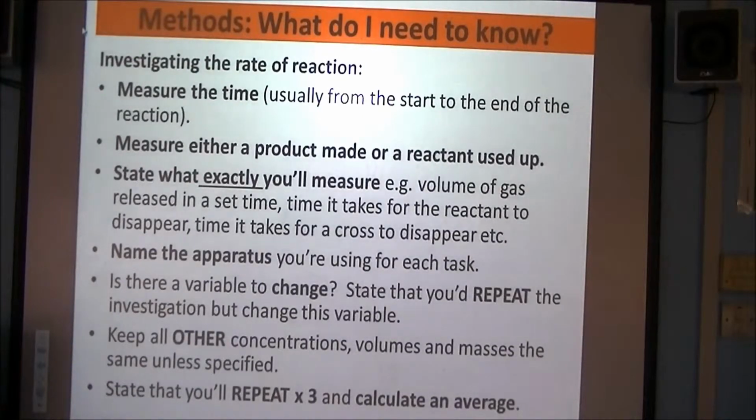Is it a conical flask? Is it a pipette? Make sure you've reminded yourself about the names of the equipment and use their correct names. It's something else that gets you 6 marks.